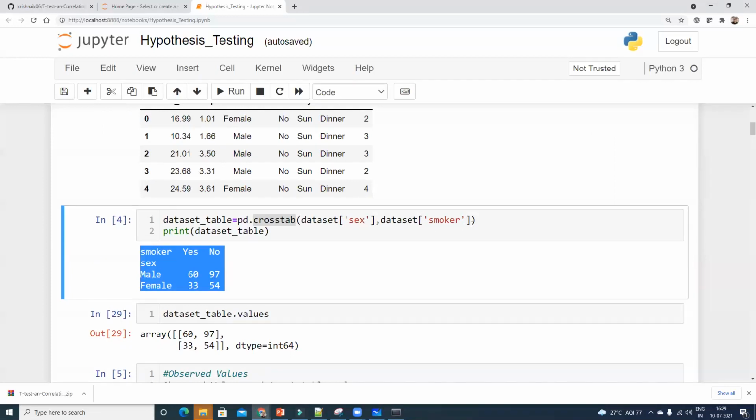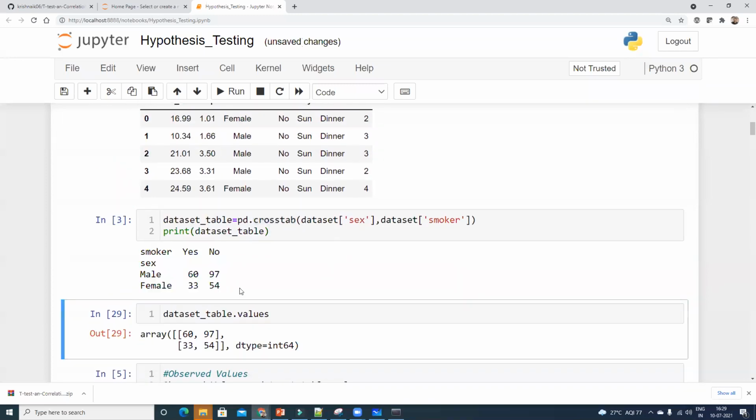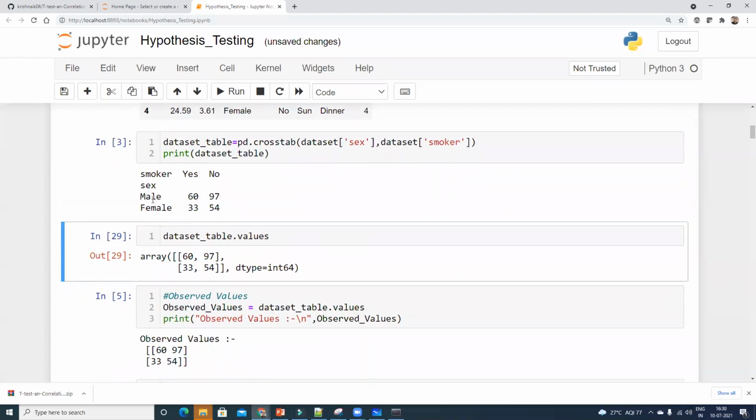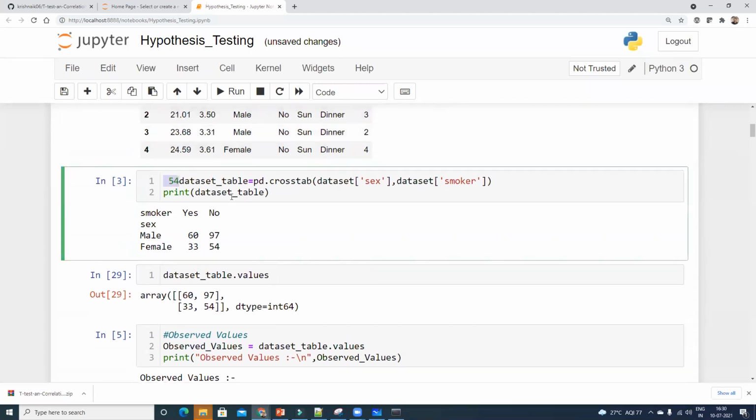You can add any number of features also. If you want to add one more feature, you can add it over here. So here I'm defining this. This says male. How many of them are smokers? 60. In male, how many are non-smokers? 97. Female, 33 are smokers and 54 are non-smokers. Everybody clear with this? Yes. A simple 2x2 matrix we have created.